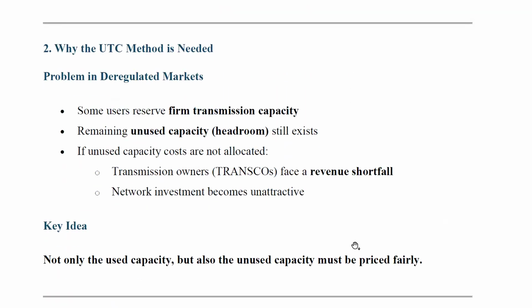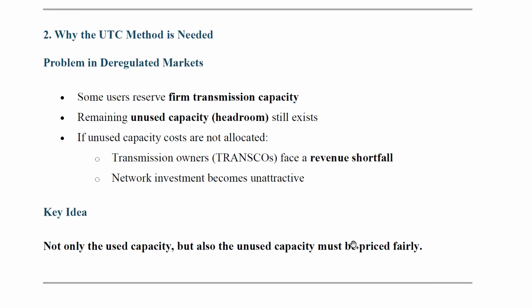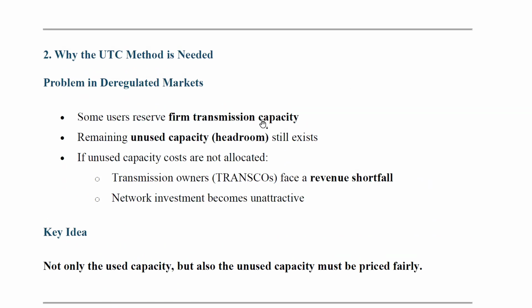Why is the UTC method, the unused transmission capacity method, needed? Because some users reserve firm transmission capacity, and the remaining unused capacity headroom still exists. If unused capacity costs are not allocated, transmission owners face revenue shortfall.